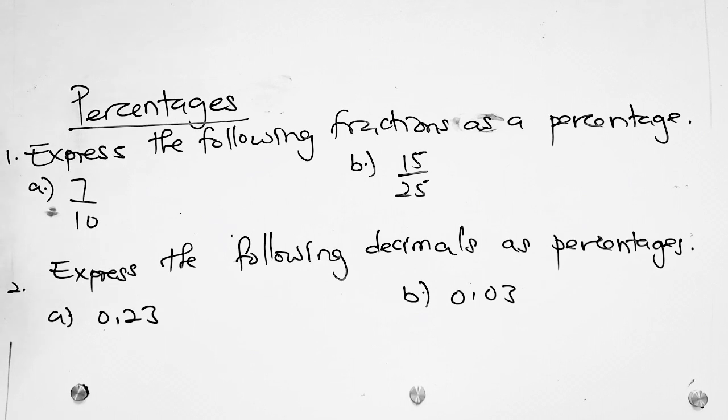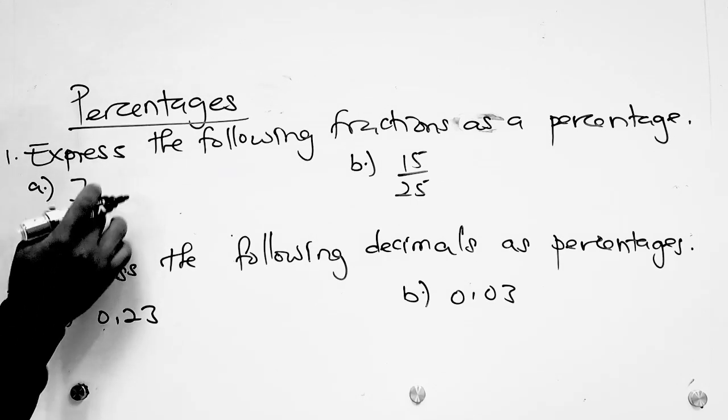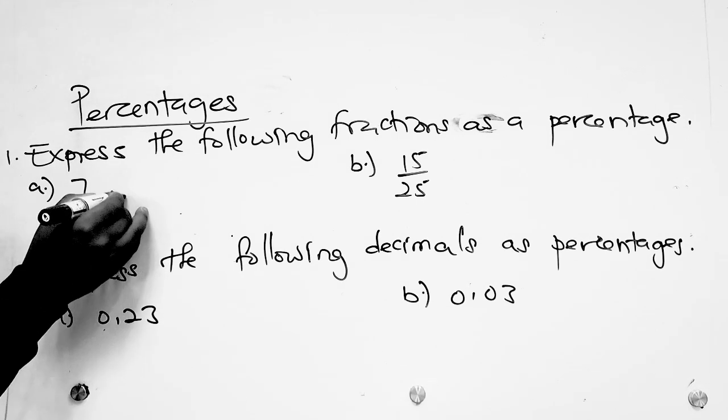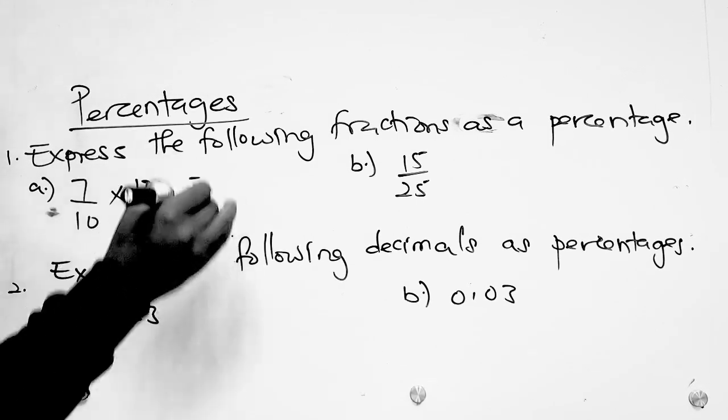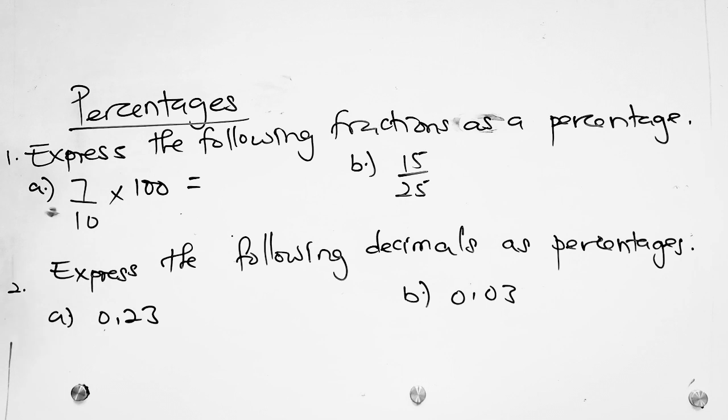A is 7/10. So for us to express a fraction as a percentage, we just have to multiply that fraction by 100. So this 7/10 as a percentage is 7/10 multiplied by 100. Then we get 70%.